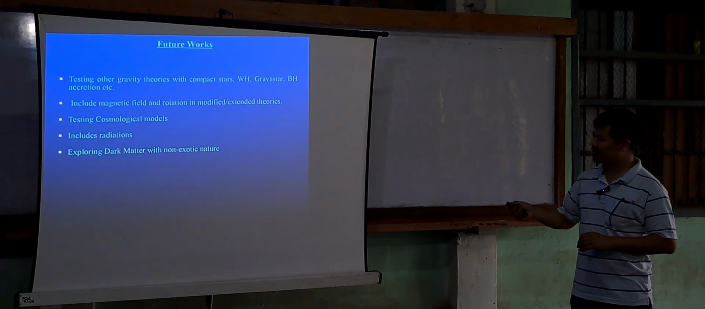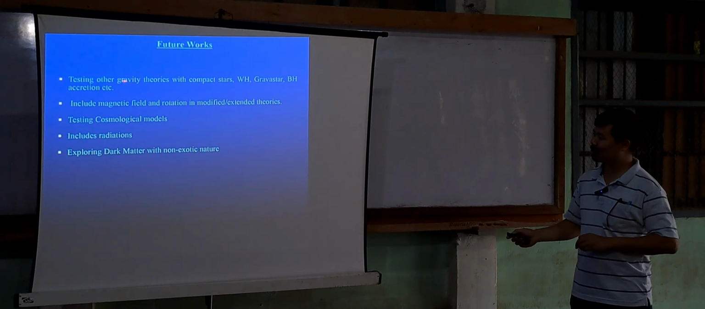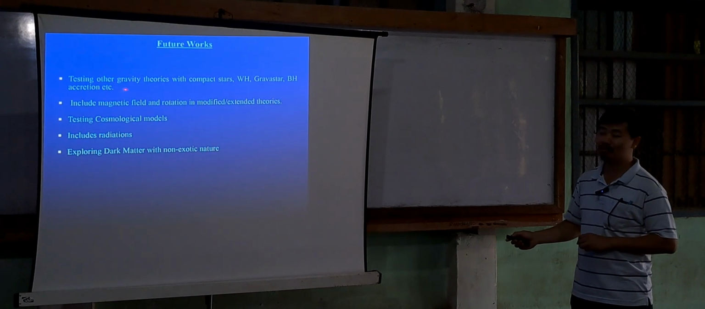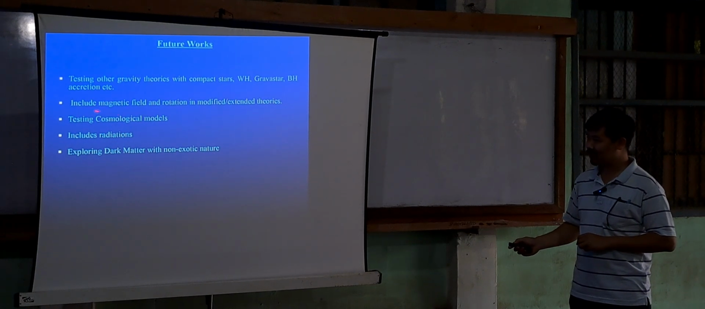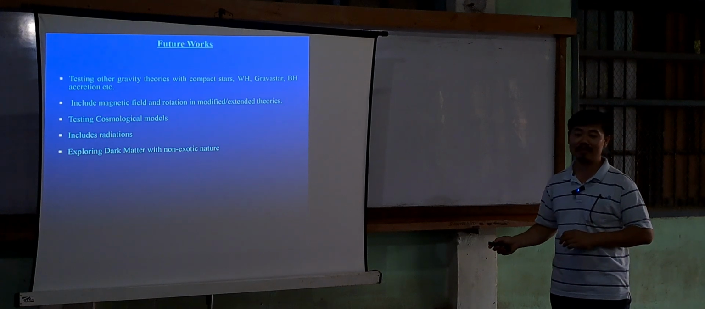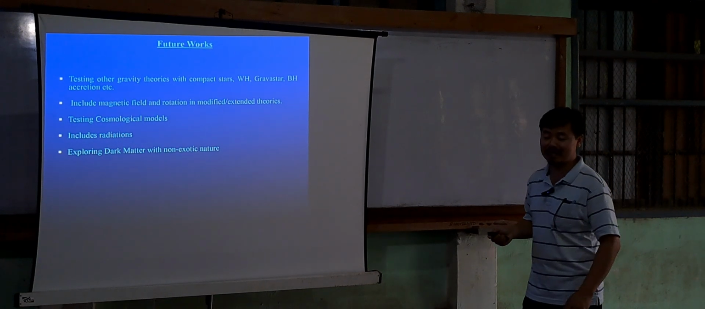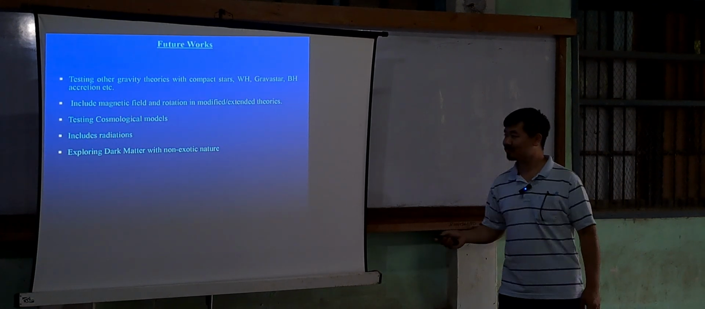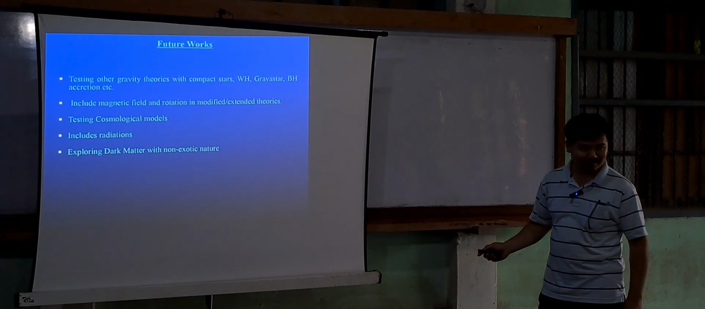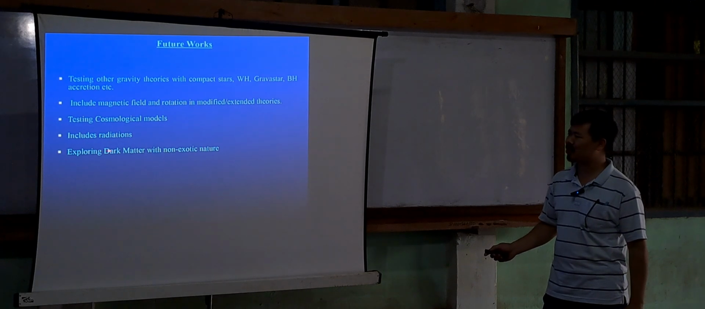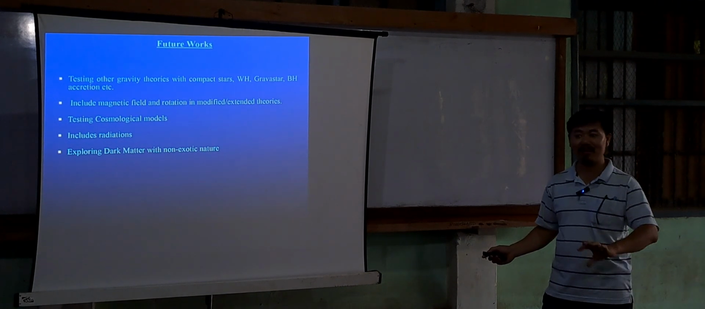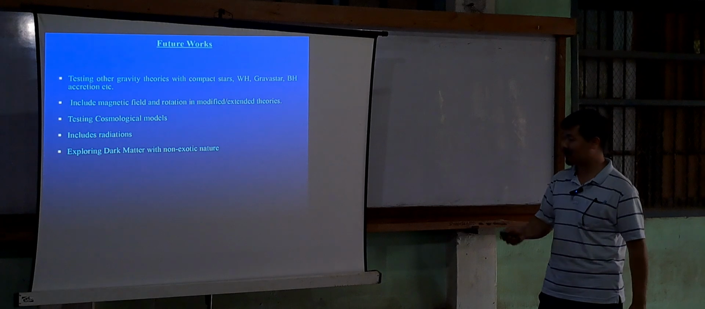So many things can be done in the future. You can put a lot of compact stars here with the new theory of gravity. You can test it. You can put in rotation, which is extremely difficult. You can test with a cosmological model, because we are now in trouble with the expanding universe without any dark energy. Radiations, because stars are always radiating. Or maybe exotic or non-exotic dark matter here, because as of now dark matter is still a big mystery.